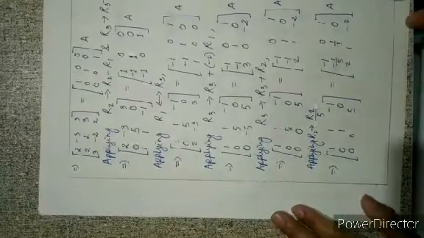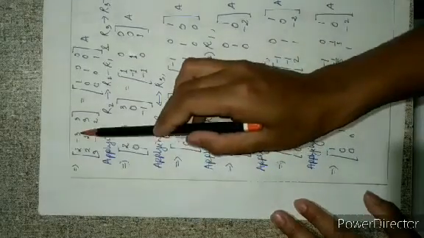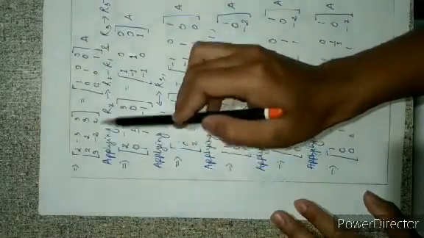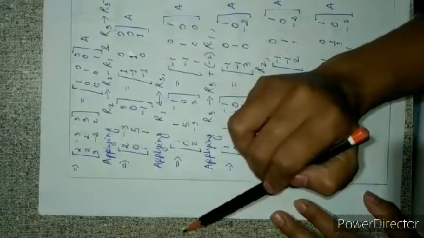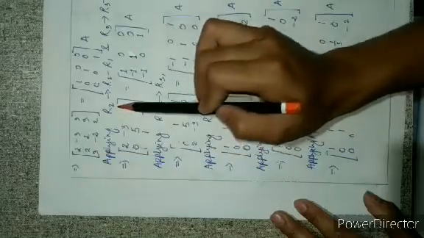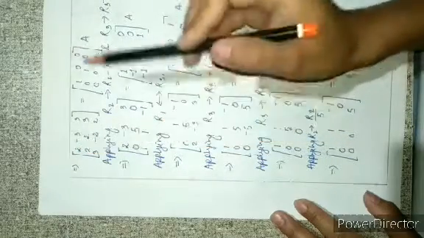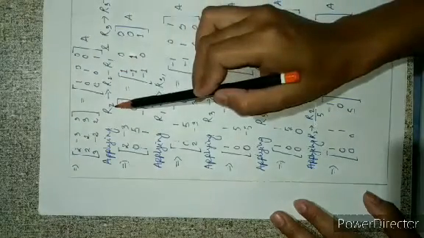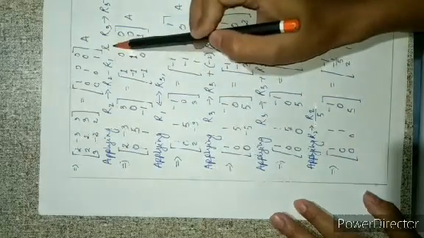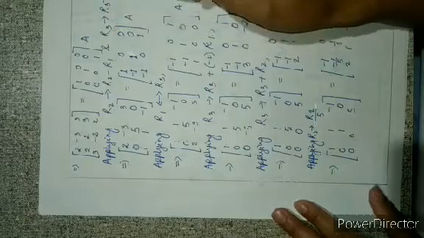Check the elements: 2, minus 3, 3, 2, 2, 3, 3, minus 2, 2. Applying R2 tends to R2 minus R1 and R3 tends to R3 minus R1.